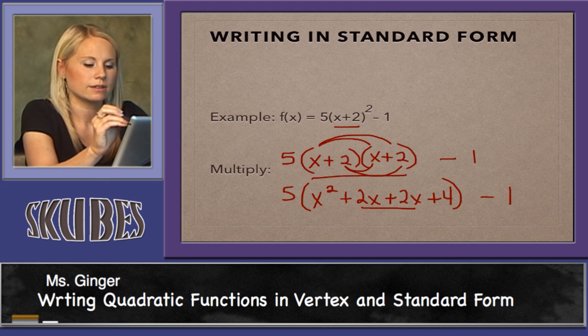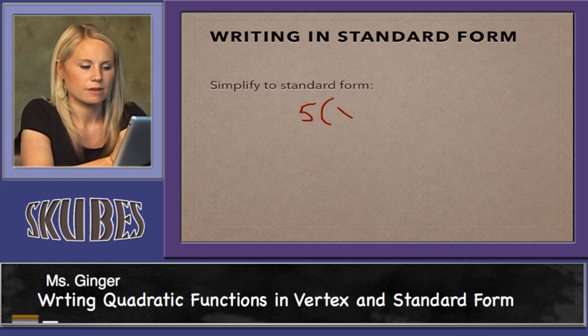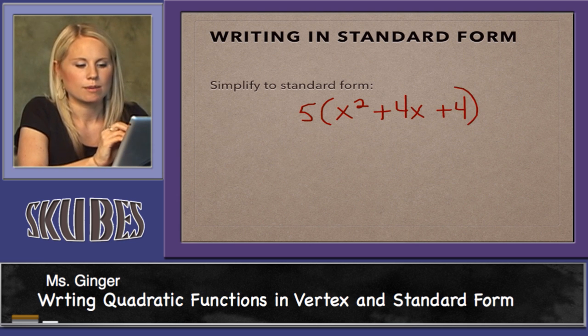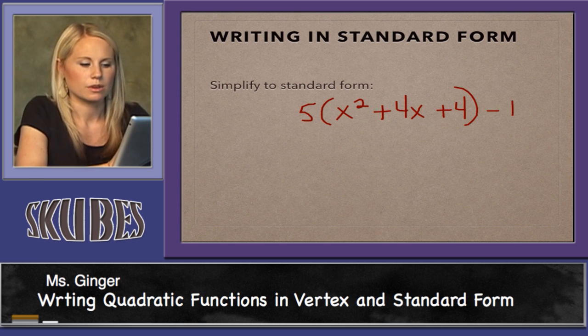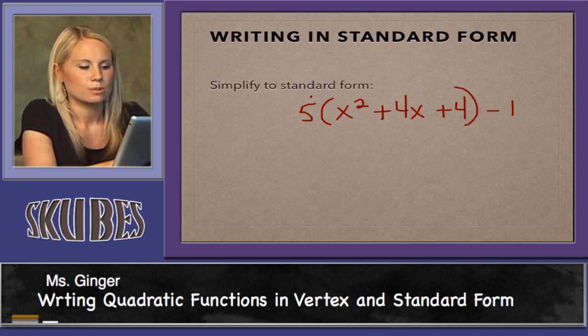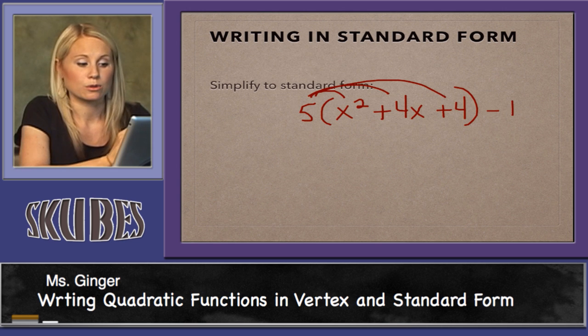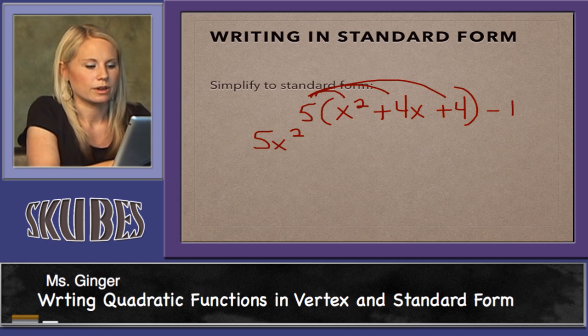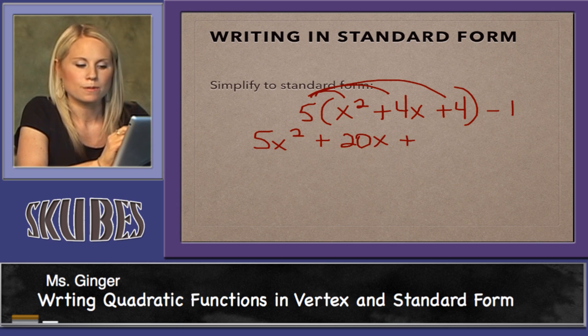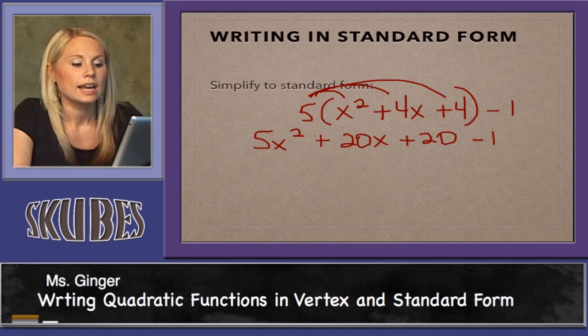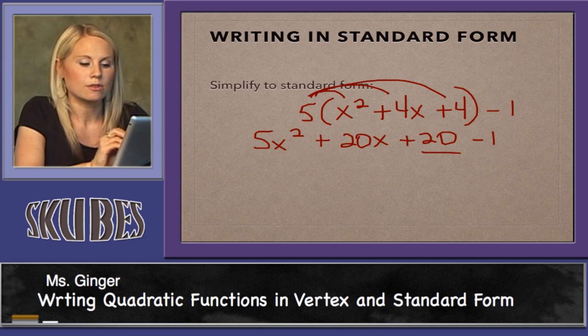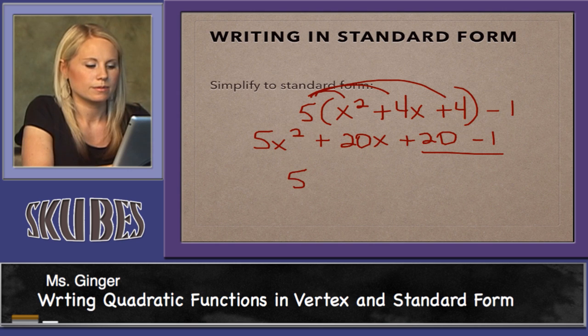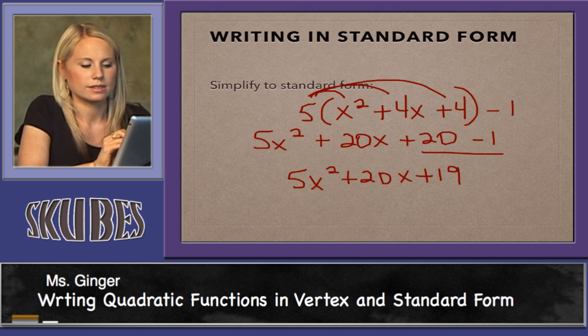So on our next screen, we're going to continue our example here. We're going to rewrite what we had. Remember that our 2x terms came together and became this middle 4x. So here we are. The next step is to distribute your 5 to every term in that group. So we'll have 5 times x squared plus 5 times 4x, so 20x, plus 5 times 4, and finally our minus 1. And we can see that the 20 and the 1 can come together. They are like terms, so your very last step is going to be to put those together, which will give you 19.